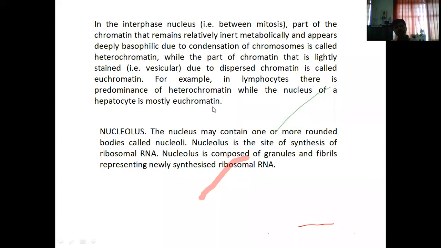Is the nucleus clear to everyone? Yes, students? Nucleus part, is it clear to you? Yes. Okay.